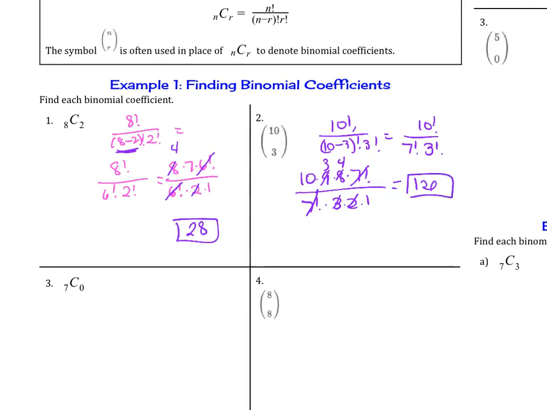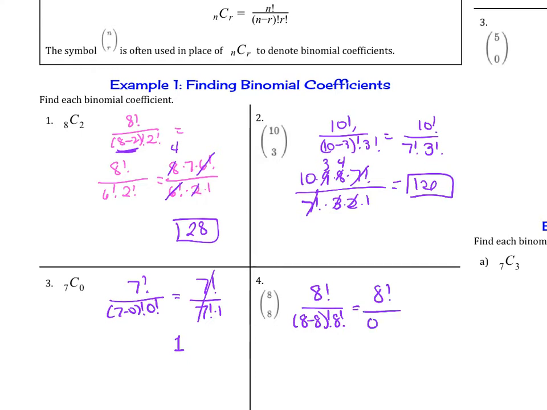So we'll try this one. 7 choose 0, we're not choosing any. So we have 7 factorial over (7 minus 0) factorial times 0 factorial. Remember that 0 factorial is 1. So it's 7 factorial over 7 factorial times 1, and that answer is just 1. Now this one, we have 8 factorial, we're choosing all 8. So 8 factorial over (8 minus 8) factorial times 8 factorial. That becomes 8 factorial over 0 factorial times 8 factorial, and we notice that also becomes 1.